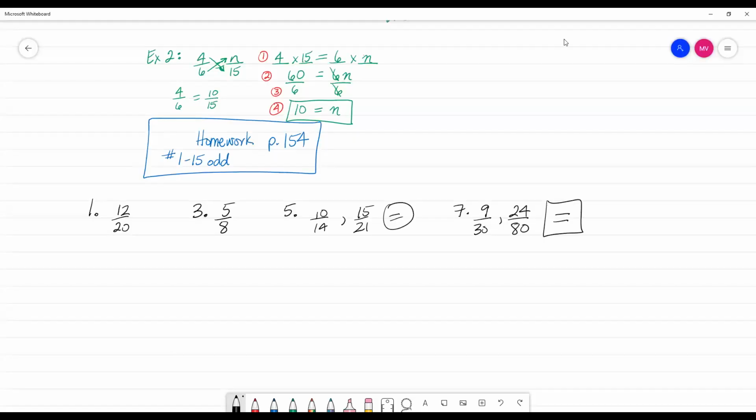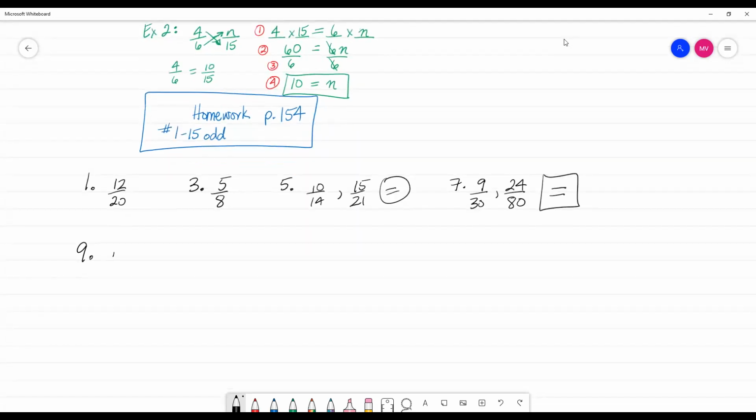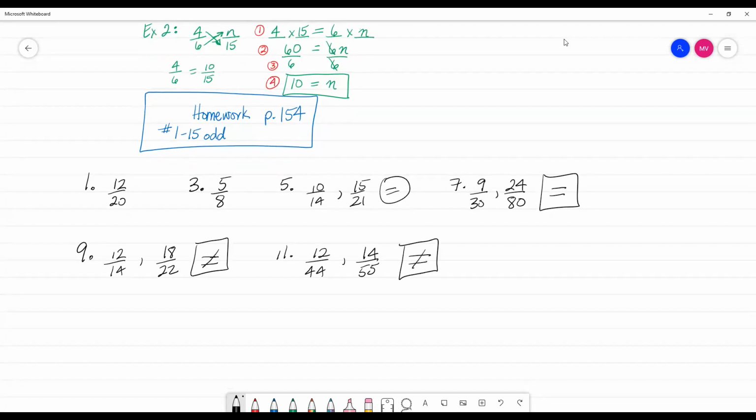All right, number 9, from the same section, I believe. 12 over 14 and 18 over 22. That is not equivalent, right? Very, very different. All right, and then for number 11, we had 12 over 44 compared to 14 over 55. These were also not equivalent, not the same.